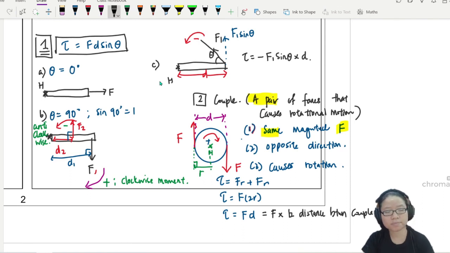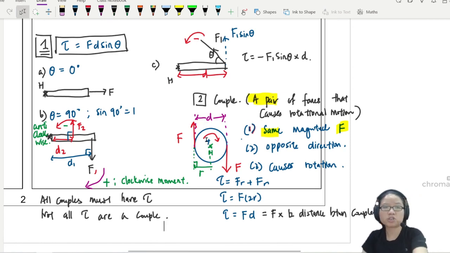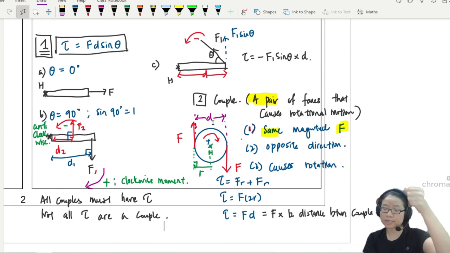In other words, all couples have torque, but not all torques are couples. Okay, so you can see, couples must have torque, but not all situations where there are moments of forces are a couple. Okay, so don't get that confused. It's the same thing. It's just a special case that we often see in the real world where we have a pair of forces. Like your hand turning a steering wheel.